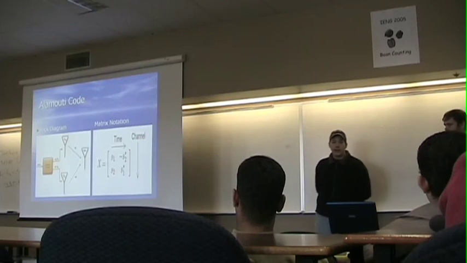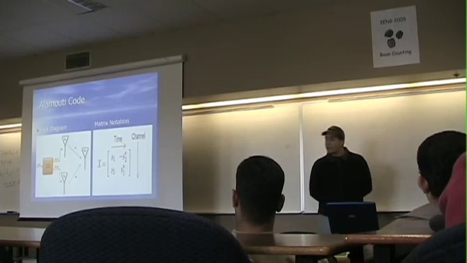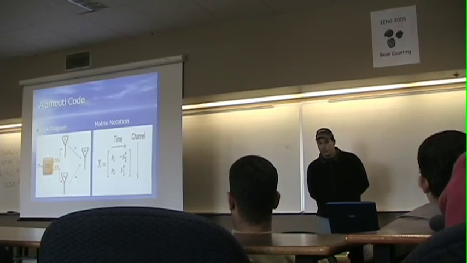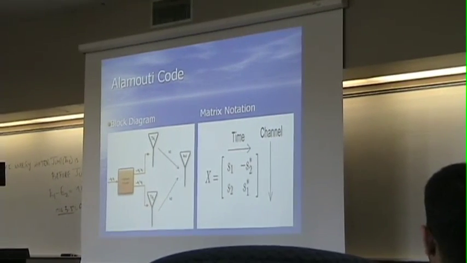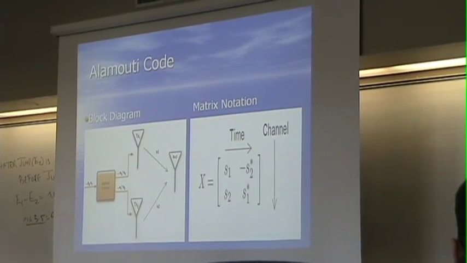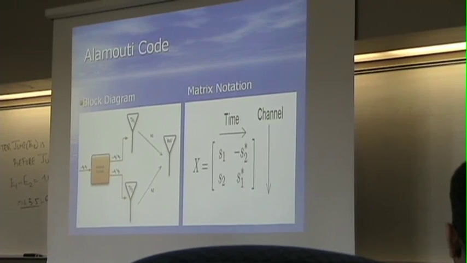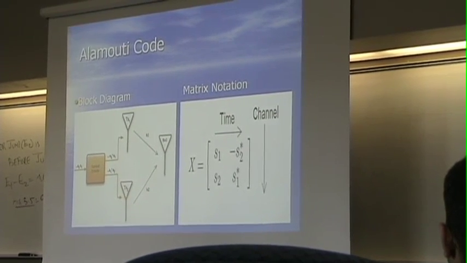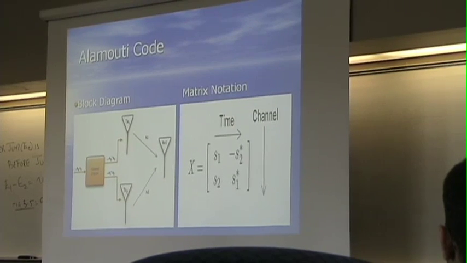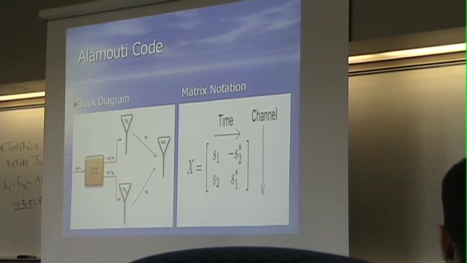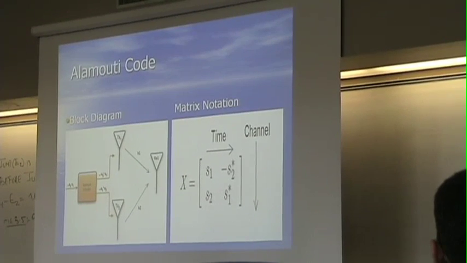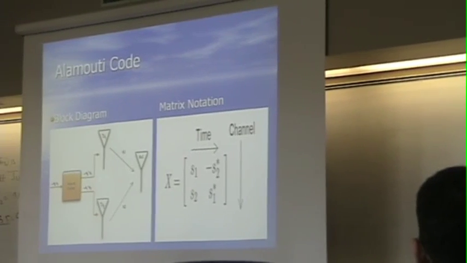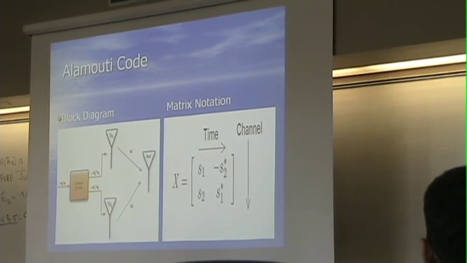All space-time codes can actually be represented by this matrix notation that you see here, by matrix X, where the time is represented by the columns and the actual channel is represented by the rows. So we can see for the Alamuti code, at time 1, we're just transmitting symbol 1 and symbol 2 from antennas 1 and 2 respectively. And then at time 2, we're transmitting the negative complex conjugate of symbol 2 from antenna 1, followed by the complex conjugate of symbol 1 from antenna 2.